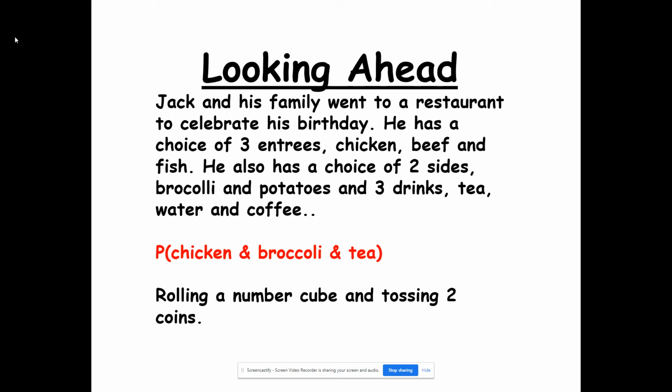Okay. And then if you have a die, which is a number cube, and you toss two coins, so you got three separate events. If you wanted to figure out the probability of getting a 6 and getting a head on the first coin and a head on the second coin, and that's where we're headed to, figuring out the probability. And these are independent events.